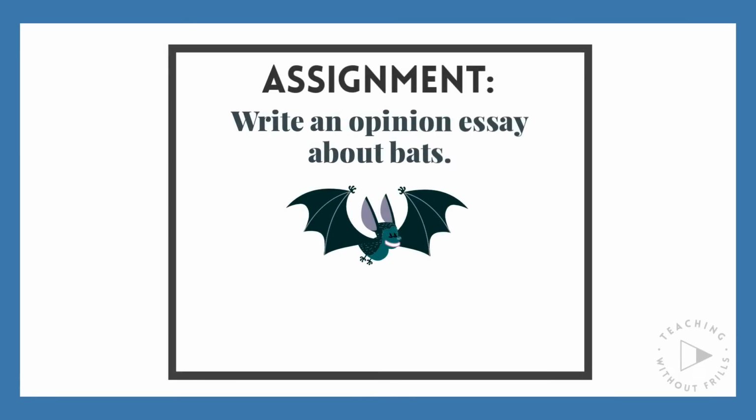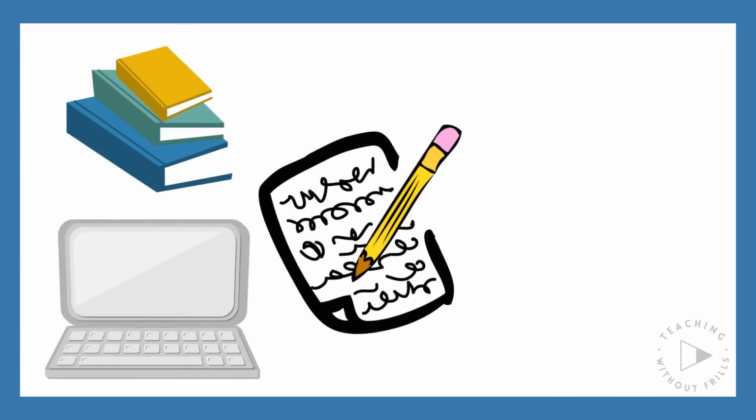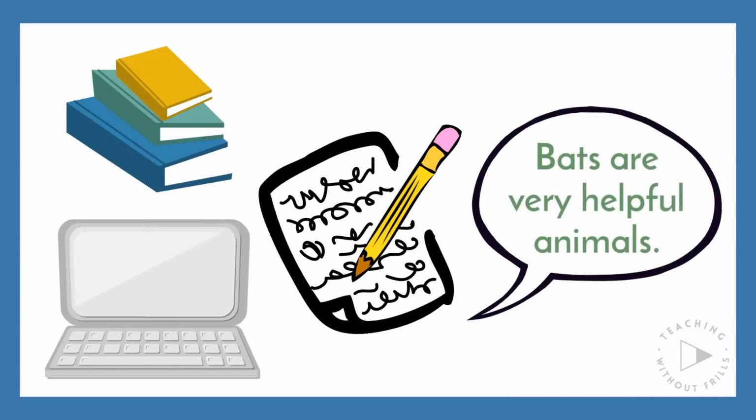First, I'll make sure I understand my task. It says to explain your opinion and reasons, and support your opinion with evidence from research. Next, I'll find sources to research the topic and record important information. Then, I'll use my notes to formulate an opinion. From my research, I found that bats are actually very helpful animals, even though many people fear them.